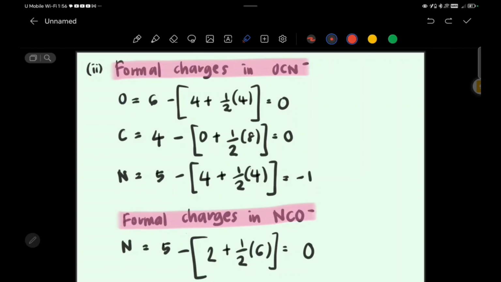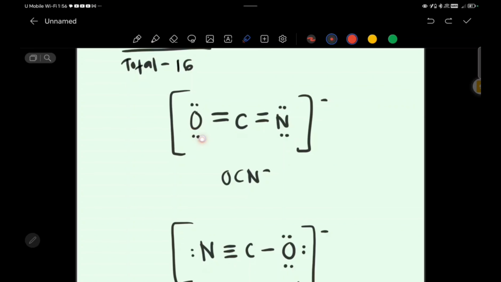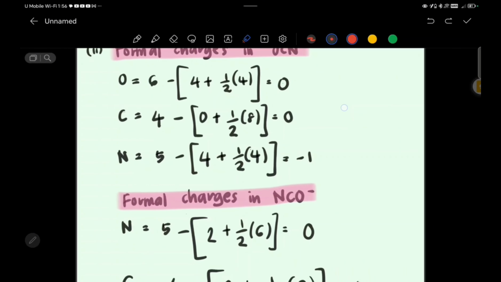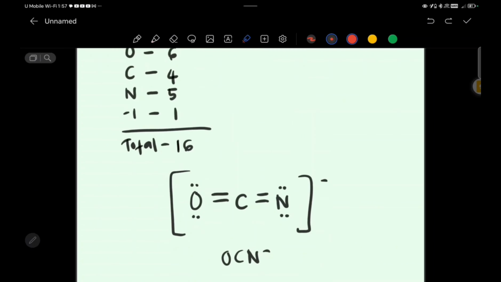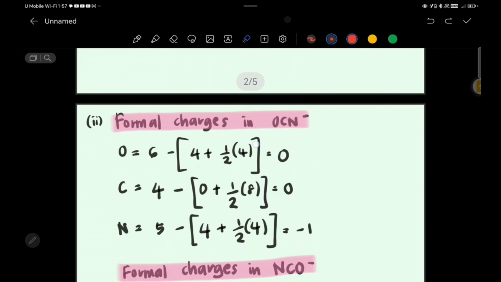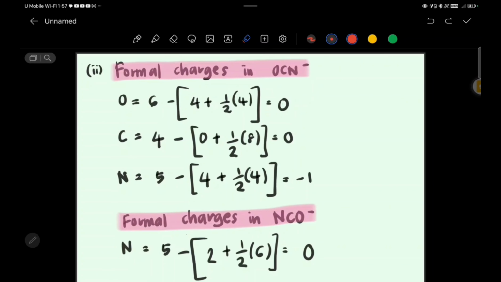The formal charge is valence electrons minus lone pair electrons minus 1/2 bonding pair electrons. For oxygen in the OCN- structure, oxygen has 4 lone pair electrons and 4 bonding pair electrons. So we put it here: 6 minus 4 minus 1/2 times 4 equals 0. Carbon has 4 valence electrons, 0 lone pair electrons and 8 bonding electrons, so we put all the numbers in the formula and get 0. For nitrogen, we get -1.